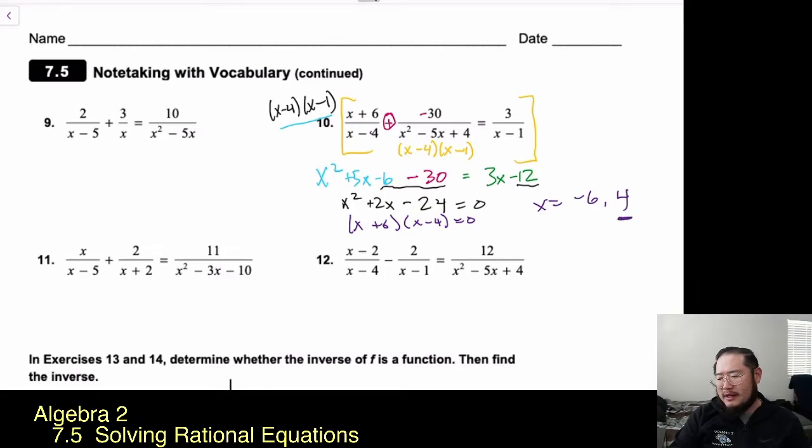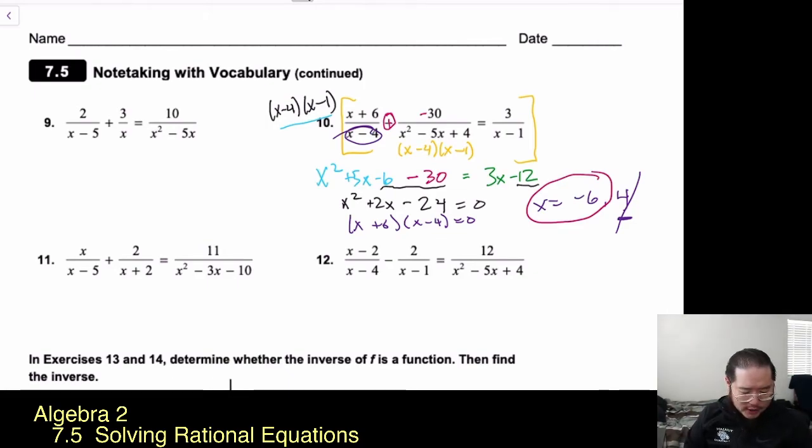If you look at this 4 right here, if I plug that into the denominator of the very first term, guess what happens? It becomes undefined. Okay, so 4 right here is no good. Our actual answer and our only answer here, x is equal to negative 6. All right, so don't fall into the trap of not checking for extraneous solutions. Otherwise, you're going to get this. You did all the work, and you're going to get it wrong, or maybe only get half credit. Okay?